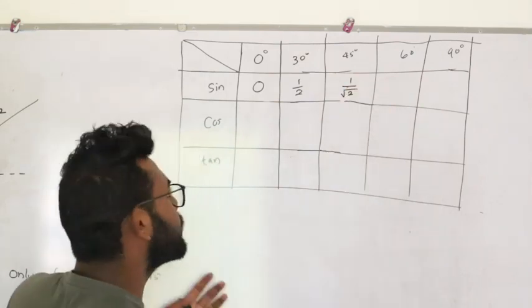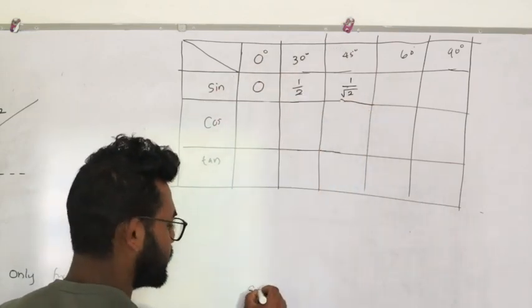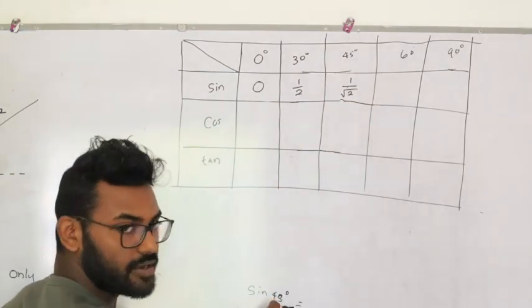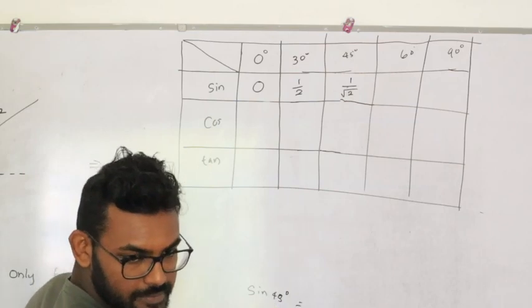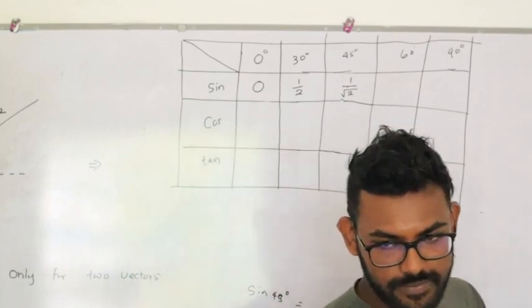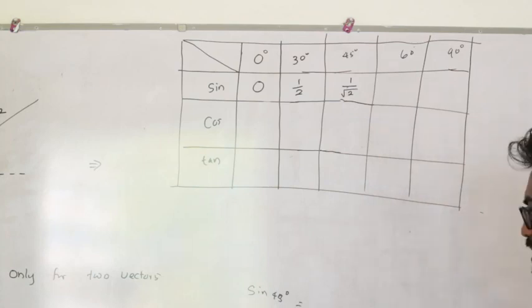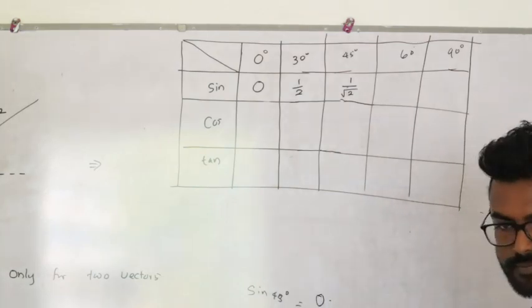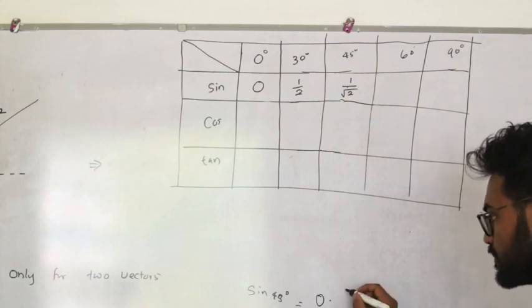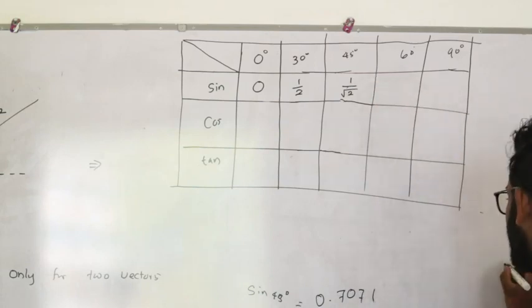If you are not believing me, you can find out the sine 45 from that sine table. You can do it as homework. Let's see, sine 45, 0.7071. Okay.